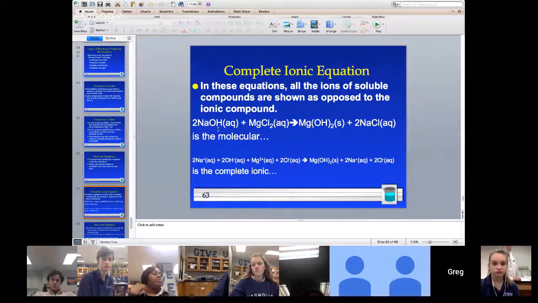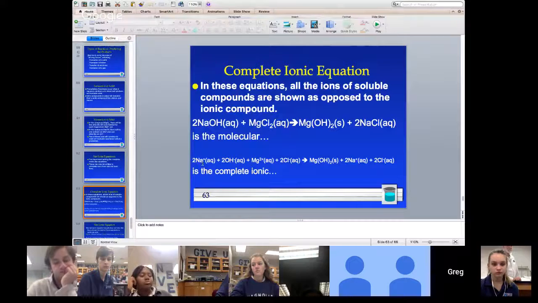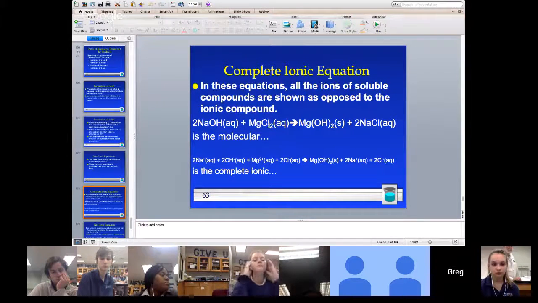So if we were to break this apart, since it's aqueous, see how this reads as two Na, and it's an Na plus because it breaks apart into its ion. And see, it says two OH right here, and so we have two OH. Similarly, if we have MgCl2, there is no coefficient in front, so wouldn't that mean I have one Mg, but it's an ion, so it's Mg2 plus, and we have two Cl minuses. Now, over here we have Mg(OH)2.